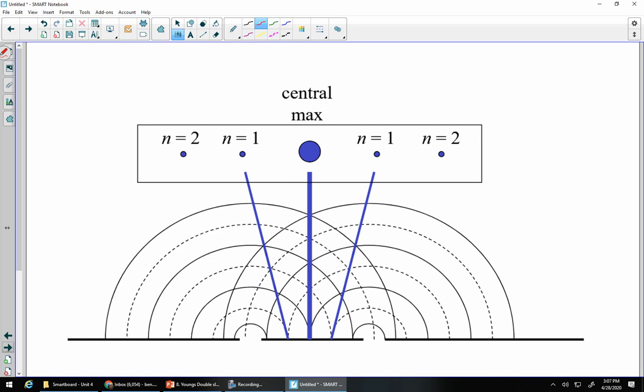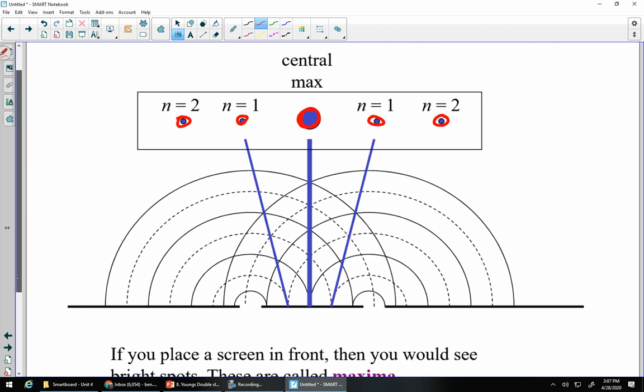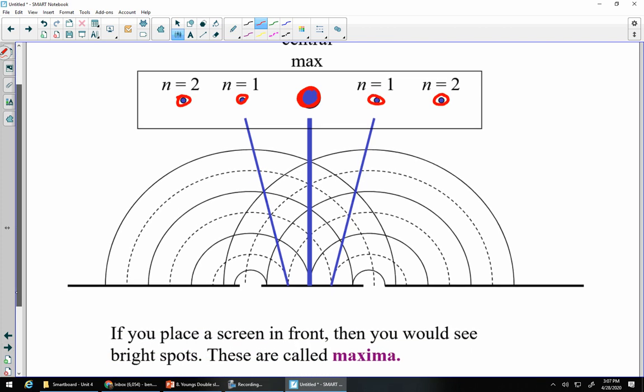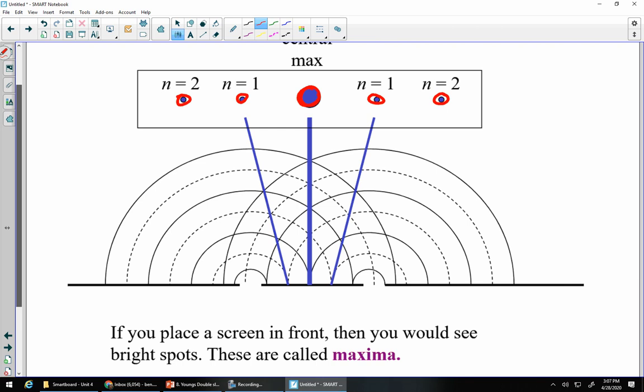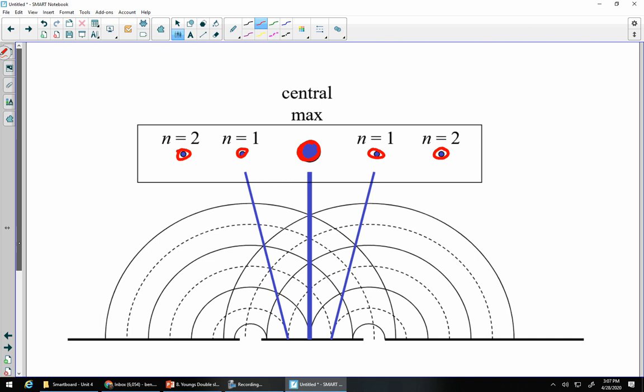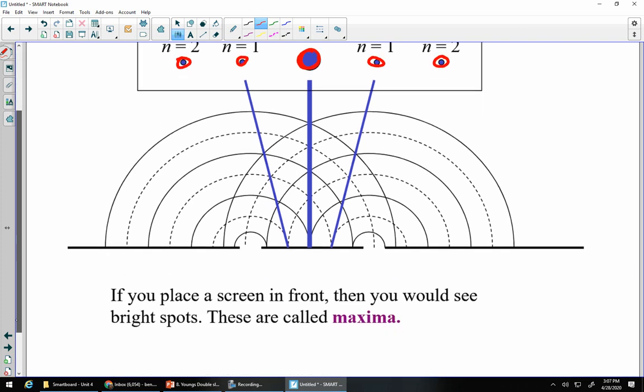So we've got a central maxima, that's the blue one in the middle there, and then we've got first order maxima, which are N1, and they go on either side, and second order maxima, N2. Again, they go on either side, and realistically, you might have N3, N4, stuff like that. Eventually, they get darker and darker the further you go. So again, these are called maxima: central max, your first order maxima, your second order maxima, and so on.